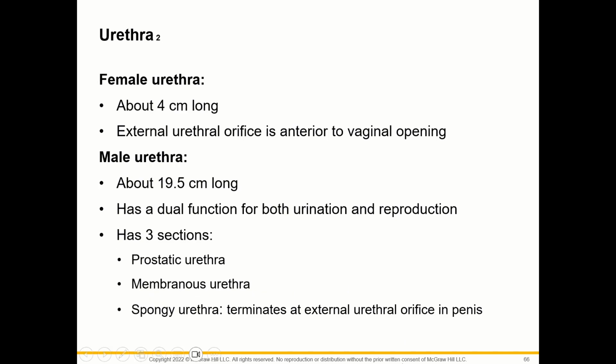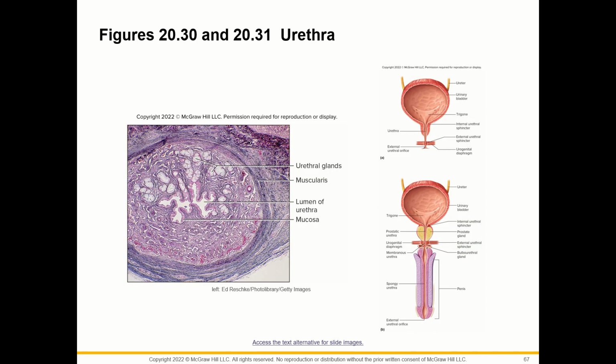The female urethra is about 4 centimeters long. Its external urethral orifice is anterior to the vaginal opening. The male urethra is about 19.5 centimeters long and has a dual function for both urination and reproduction. It has three sections: the prostatic urethra, the membranous urethra, and the spongy urethra. So this shows the urethra here with the mucosa on the inner lining. The lumen is the center, and then the muscularis and the urethral glands.